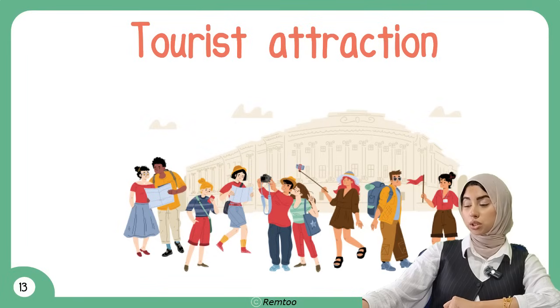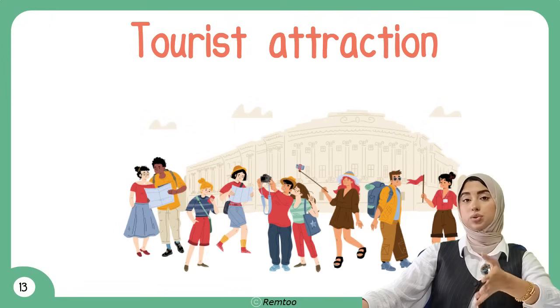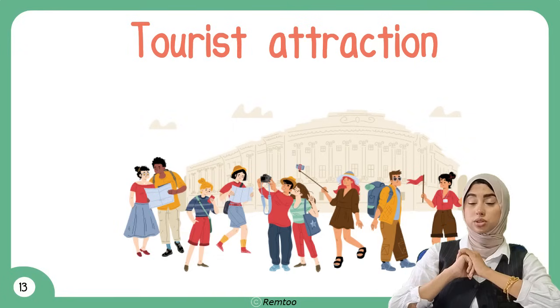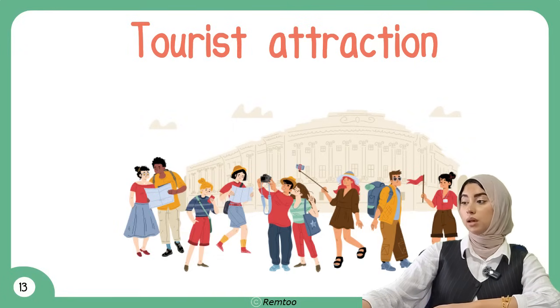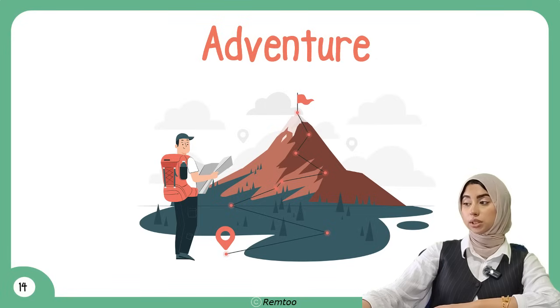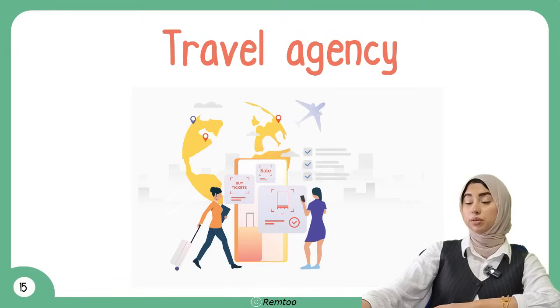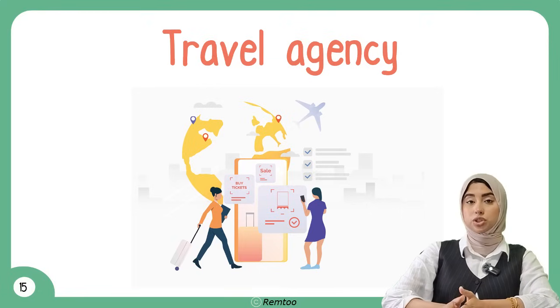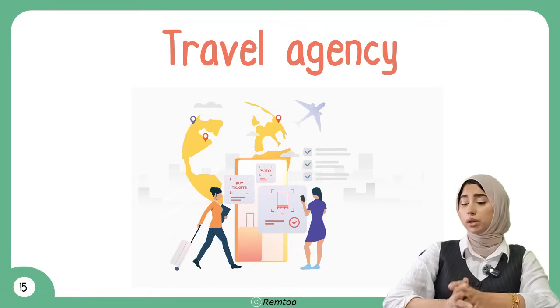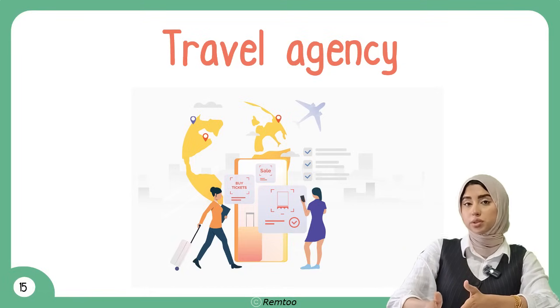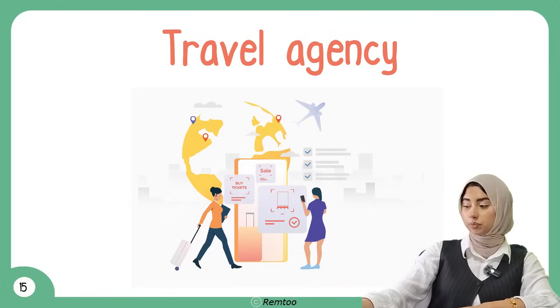Then we have tourist attraction. Tourist attraction. It means that this place or landmark attracts a lot of tourists, a lot of people who are interested to know more about it and to come and see it. We have adventure. Travel agency. The travel agency is the place that arranges everything about your journey and your travel. You just call them, tell them you want to travel to this country, and they arrange everything for you.